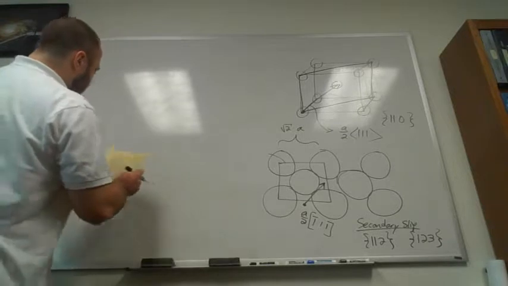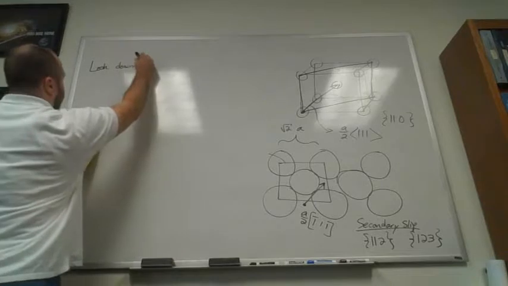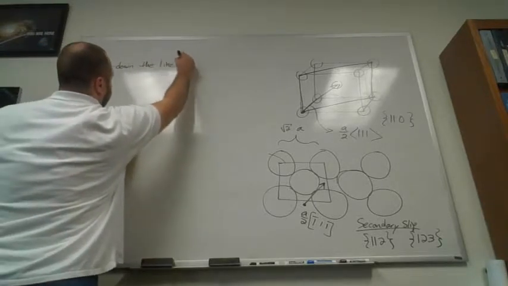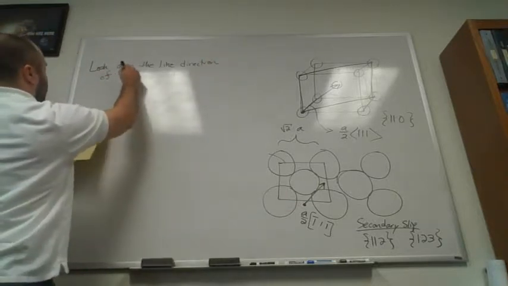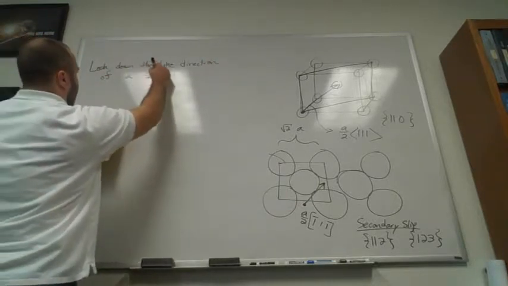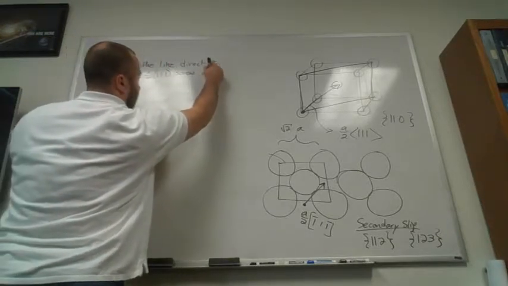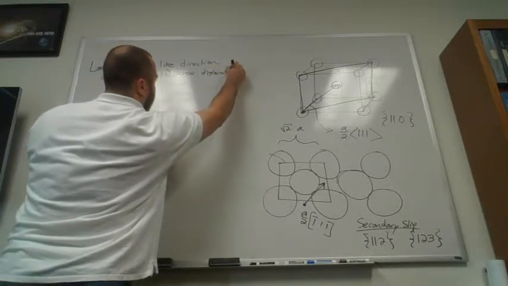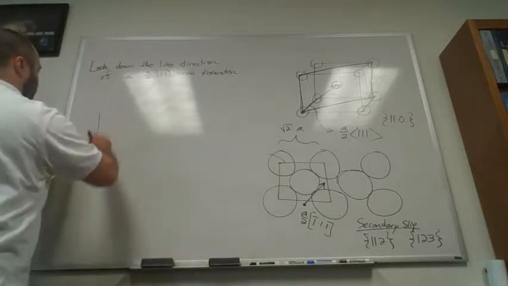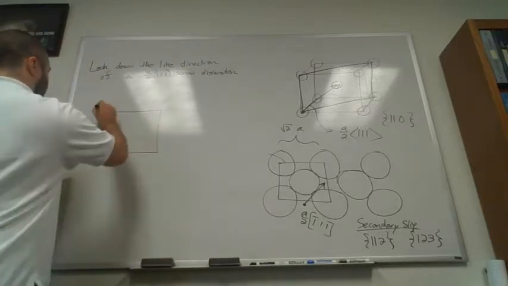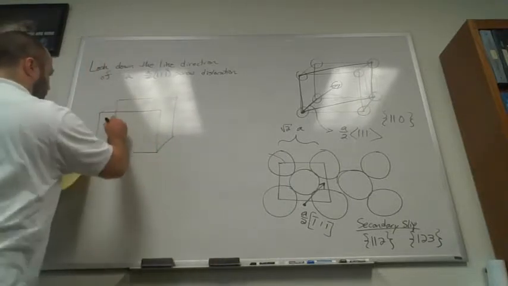So, if we look down the line direction of an a/2 [1 1 1] screw dislocation, we'll see something pretty interesting. So I'm going to draw my cube again to sort of get us oriented with how we're trying to look.